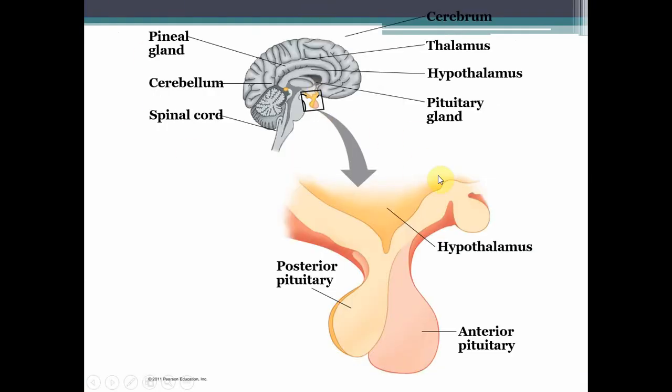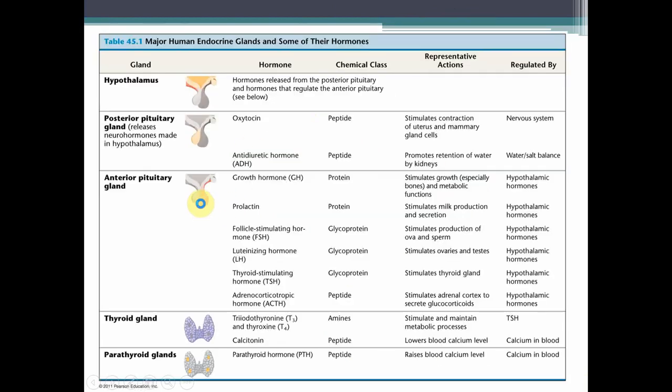So this is a picture showing the hypothalamus, anterior and posterior pituitary, located in the lower part of the brain. The hypothalamus regulates the posterior pituitary hormones, oxytocin and antidiuretic hormone. They are peptide in nature. Oxytocin stimulates contraction of the uterus and mammary glands. Antidiuretic hormone, also known as vasopressin, is also a peptide hormone. It promotes retention of water by the kidneys.